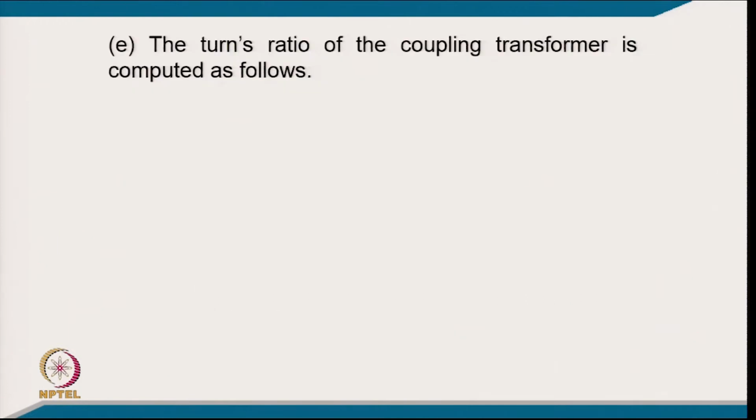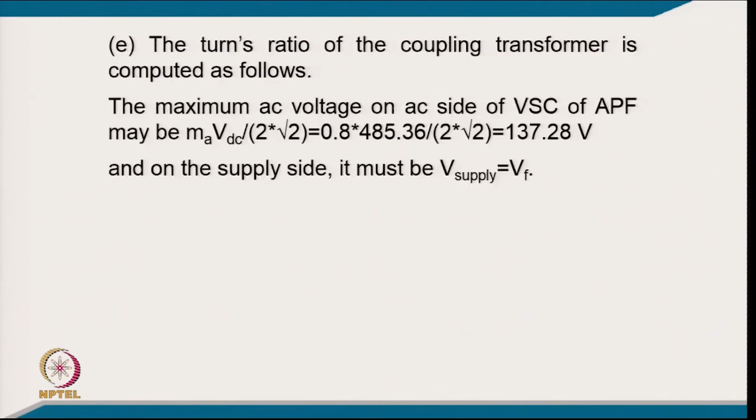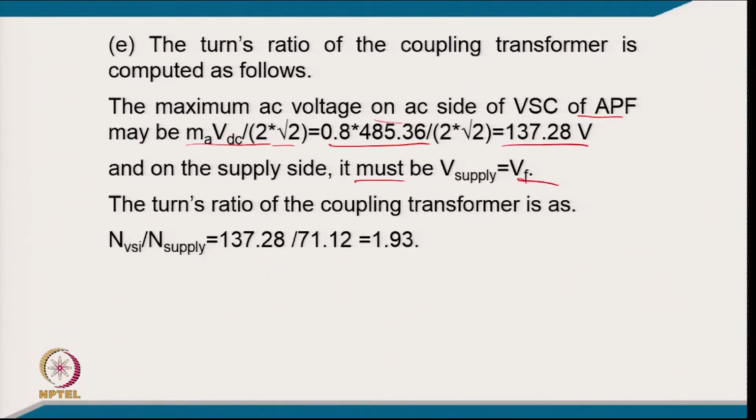And the turns ratio of the coupling transformer of the series active filter is computed. The maximum AC voltage on the AC side of the voltage source converter of the APF may be generated by MA VDC by 2 root 3, and taking MA equal to 0.8, it comes to 137.28. On the supply side it is just the injected voltage, which we have already calculated. So, we can find the turns on the inverter side and the supply side where we are injecting. Putting the values on both sides, the turns ratio comes to 1.93 or so.